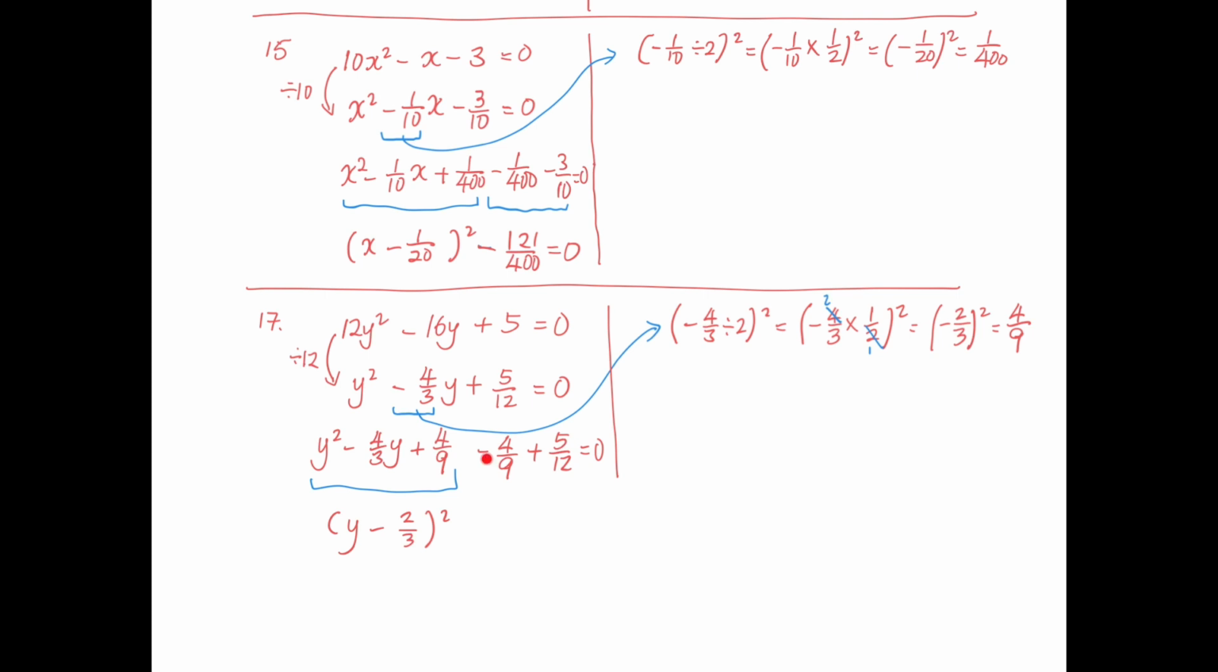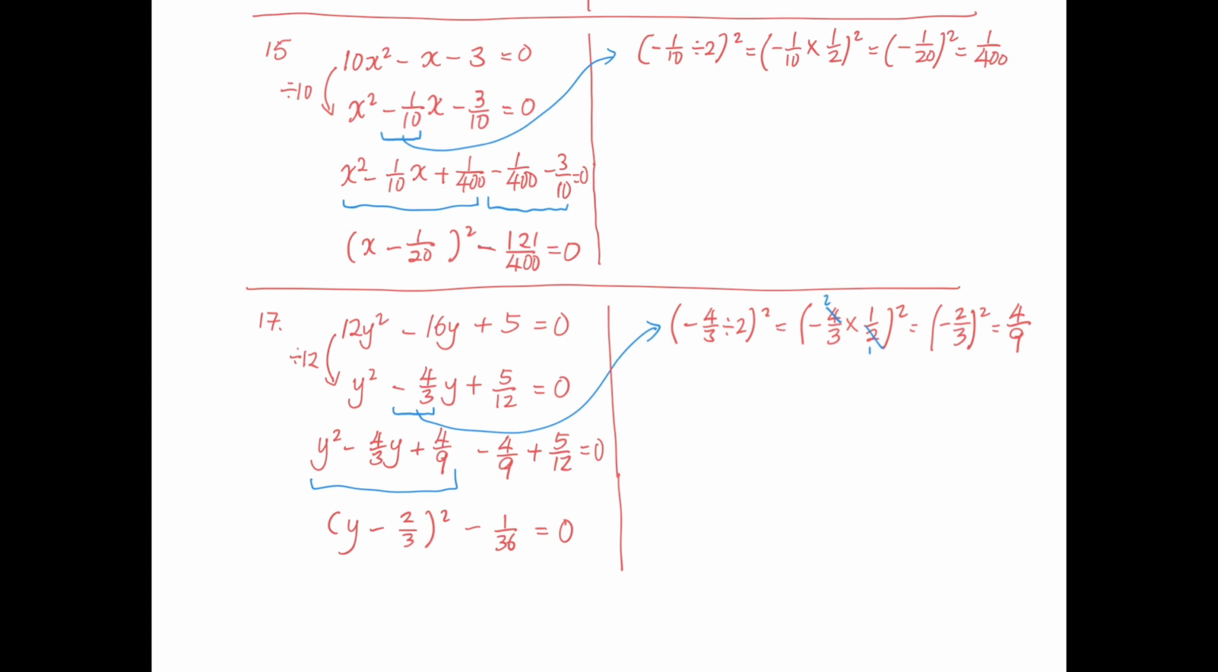And now for the last two terms, we press the calculator. Minus 4 over 9 plus 5 over 12. So we get minus 1 over 36 equal to 0. We just leave it like that. This and this we count and we just leave it like this. We can't cancel out anymore. Okay, so this one is settled already.